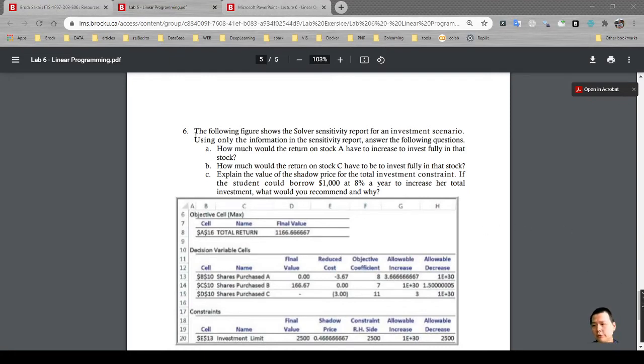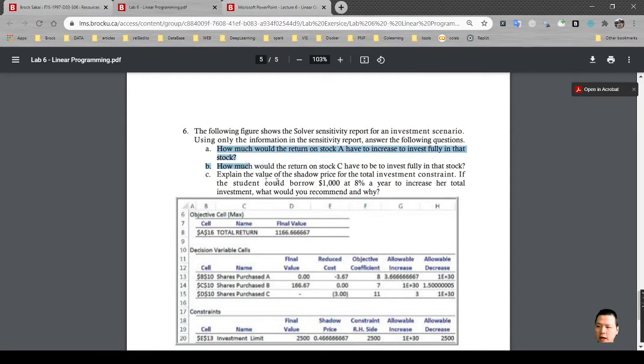Okay, the last question, question 6, is kind of easier than question 5. So let's take a look. We don't need to read the first part. We just need to know the same thing, right? We need to use the sensitivity table to answer the question. Question A: how much would the return on stock A have to increase to invest fully in that stock?